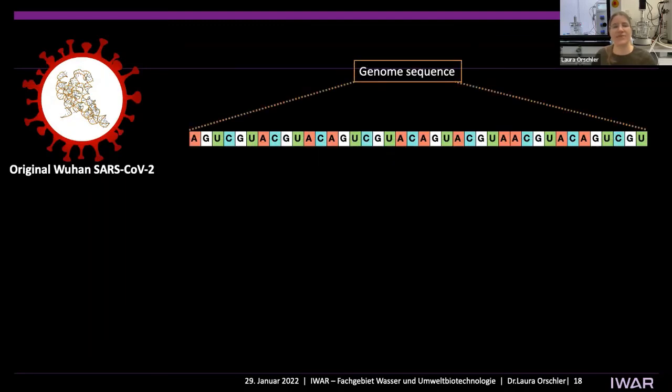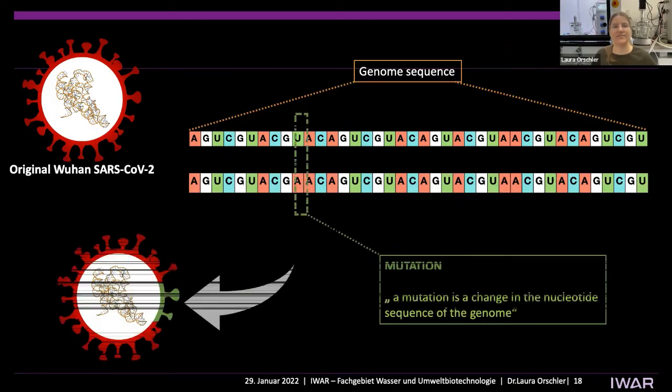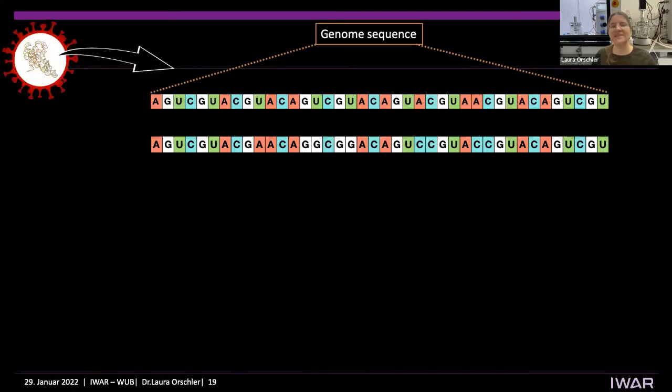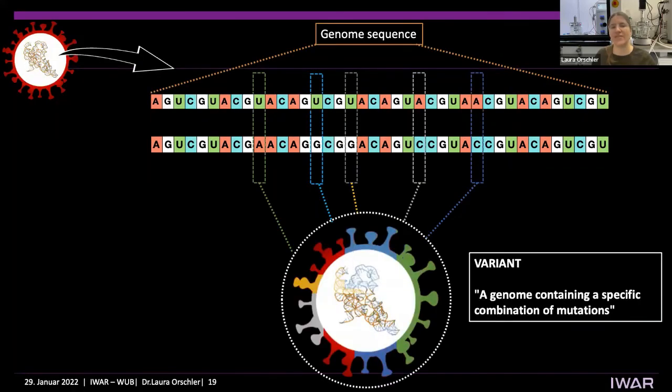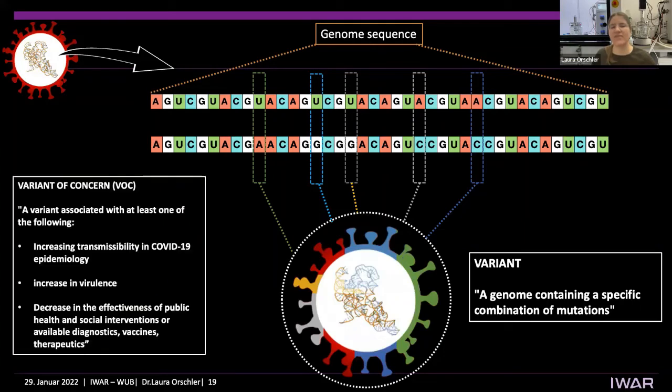Therefore, I have the genome sequence of the original Wuhan strain. And whenever there is a change in the nucleotide position, then I found a mutation. And this is similar to when we have different variants, because in this case we have a combination of different mutations in the genome.